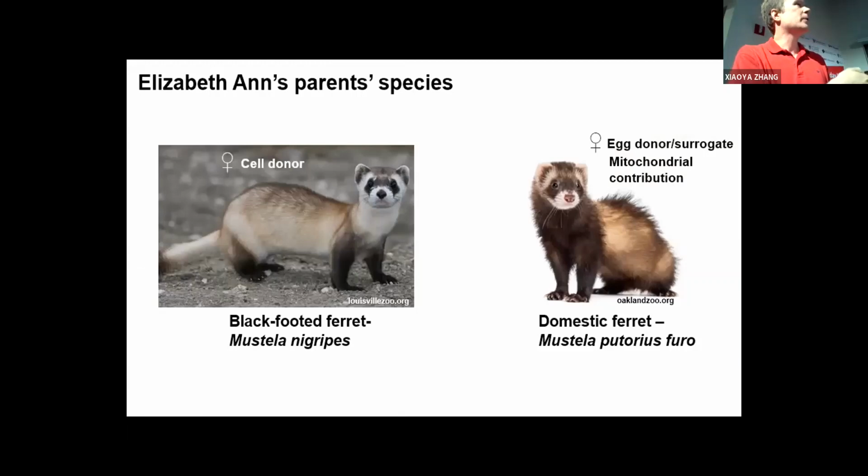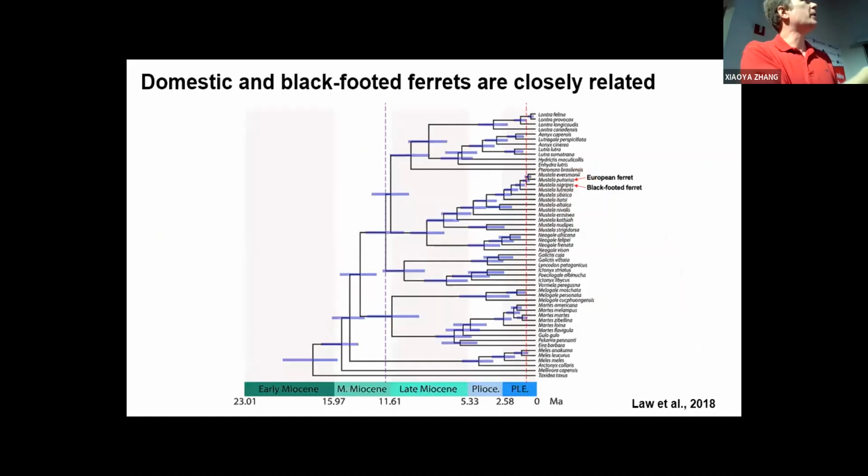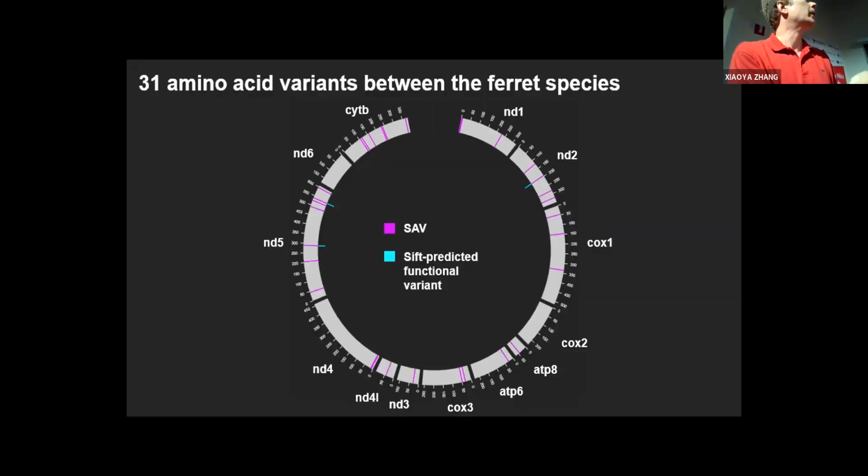The parents of this cloned ferret are a black-footed ferret from the cell donor and an egg donor from a domestic ferret. And so the mitochondria was all contributed by the domestic ferret, and the somatic cells were from a black-footed ferret. And so we wanted to look at and see, could there be problems with essentially a cybrid created this way, even though it's a big step in cloning and conservation. And you can see that they're very closely related. They're within 1 million years diverged, very closely related.